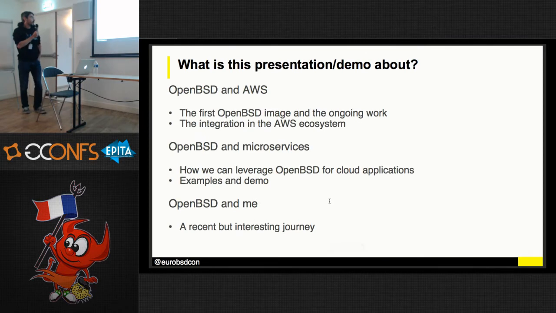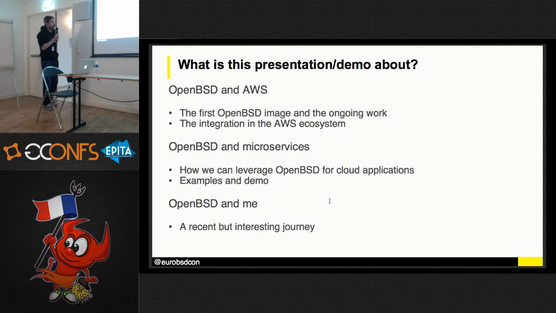So what you can expect from this talk is on this slide. The first thing I'm going to talk about is how OpenBSD came to be on AWS and how it's integrated with it. And then we'll do a demo, which hopefully is going to work, but it's a demo, so we'll see.